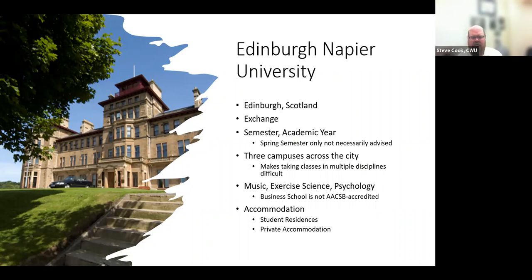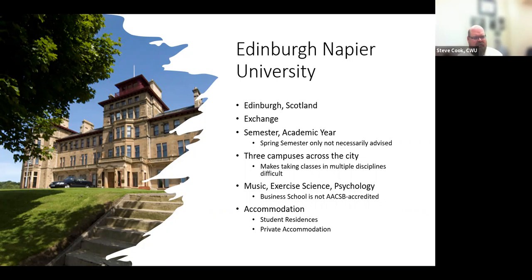Students can do a semester or academic year, although particularly if they're getting certain types of aid like the Pell Grant or the Washington State Need Grant or whatever it's called now, spring semester only is not necessarily an advised option.